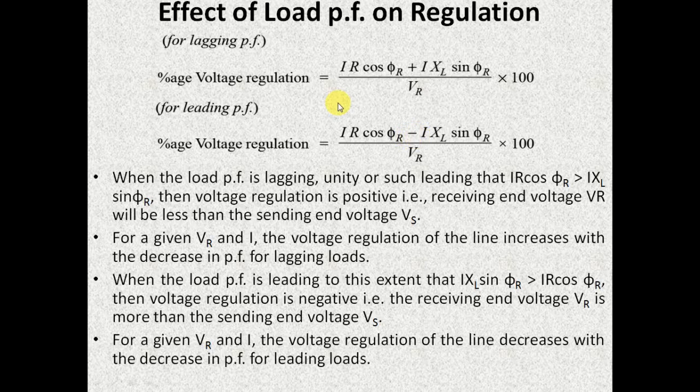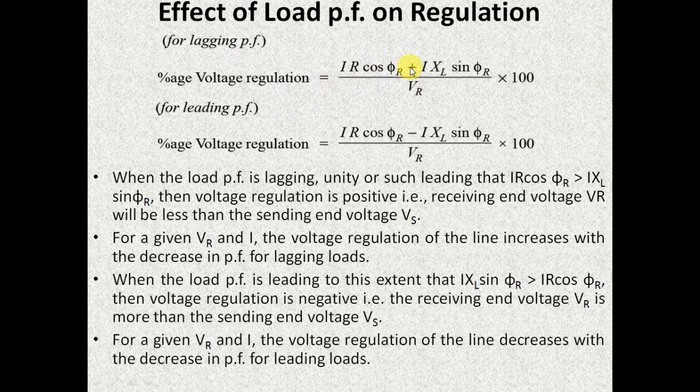So we can write the standard relation for percentage voltage regulation as (IR cos phi r plus or minus IXL sin phi r) divided by VR, into 100. The plus sign is used when the load is a lagging power factor load, and the negative sign is used when the load is a leading power factor load. We have to see the effect of this cos phi r on the value of this percentage voltage regulation.